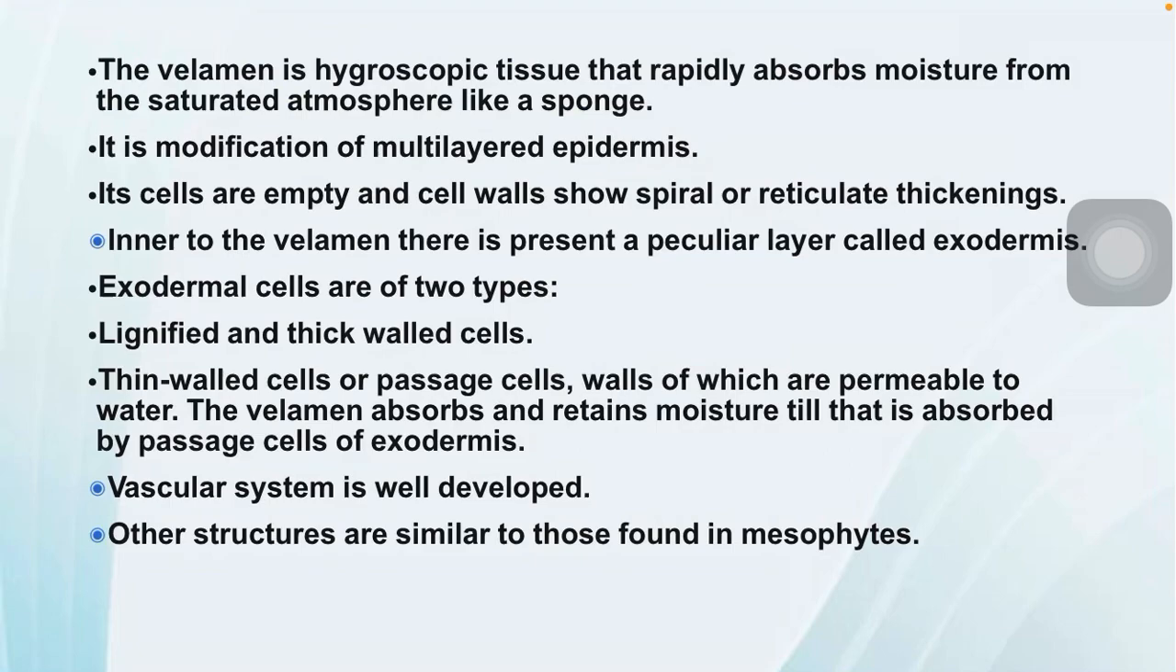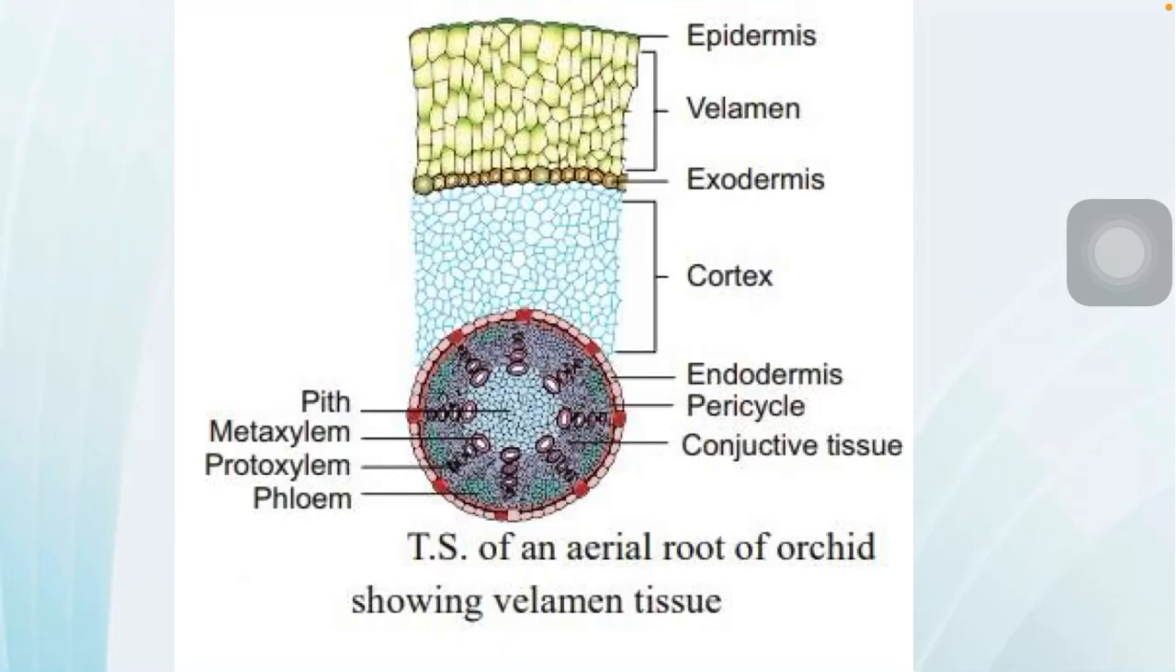Vascular system is well developed. Other structures are similar to those found in mesophytes. TS of aerial shoot of orchid showing velamen tissue.